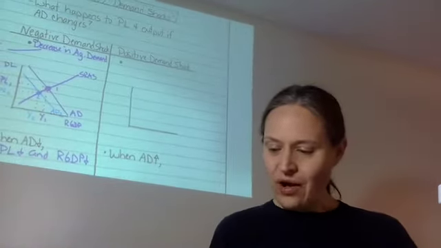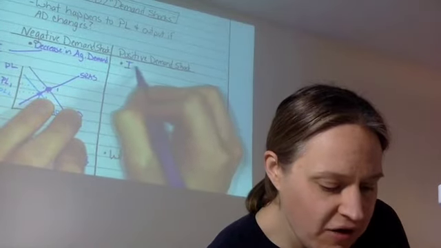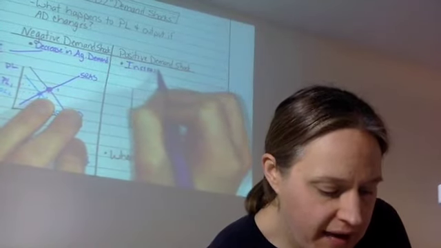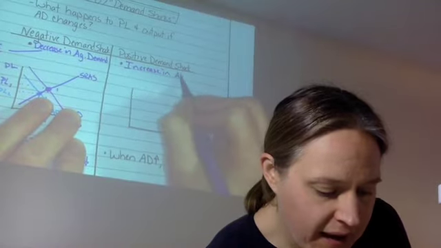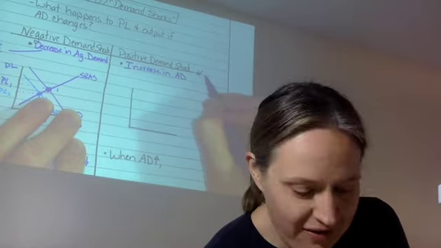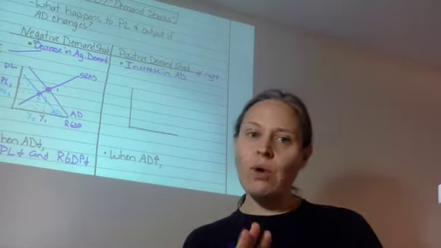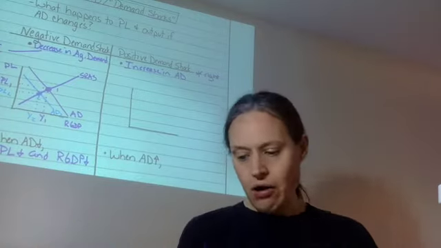All right, here we go. Our positive demand shock, which is an increase in aggregate demand. And of course, we all remember that an increase is to the right. So now we can go ahead and draw in our rightward shift on our graph.